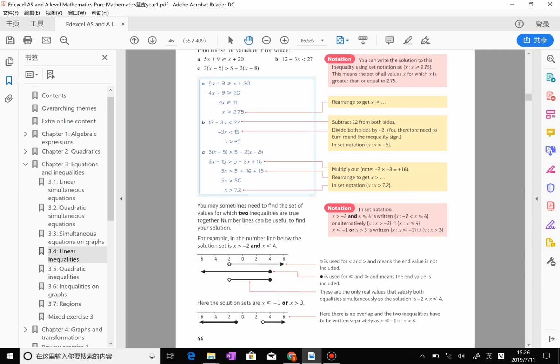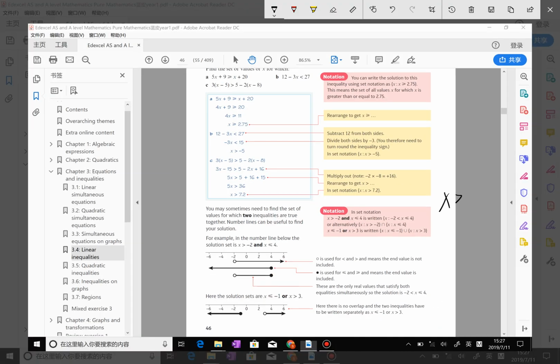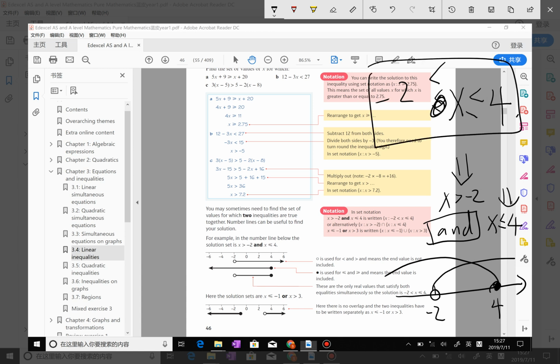If you have two inequalities and you need to find the set of values for x, assume you have one inequality that is x greater than negative 2, and another one is x less than or equal to 4. Here is "and", which means you need to keep both true. So we need a number line here. Greater than negative 2, like this. Less than or equal to 4 is solid. So the final set of values for x should be x greater than negative 2 and less than or equal to 4. This is our final answer.